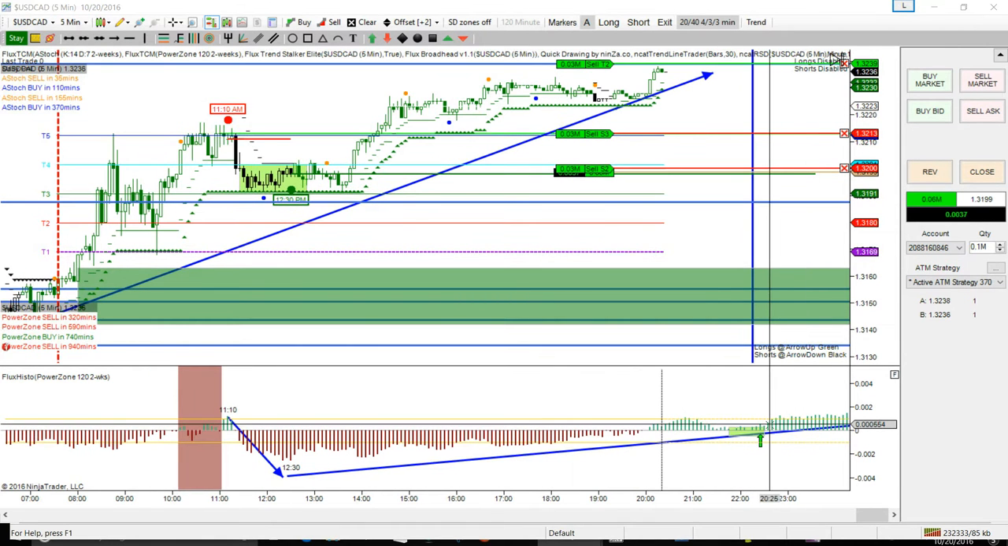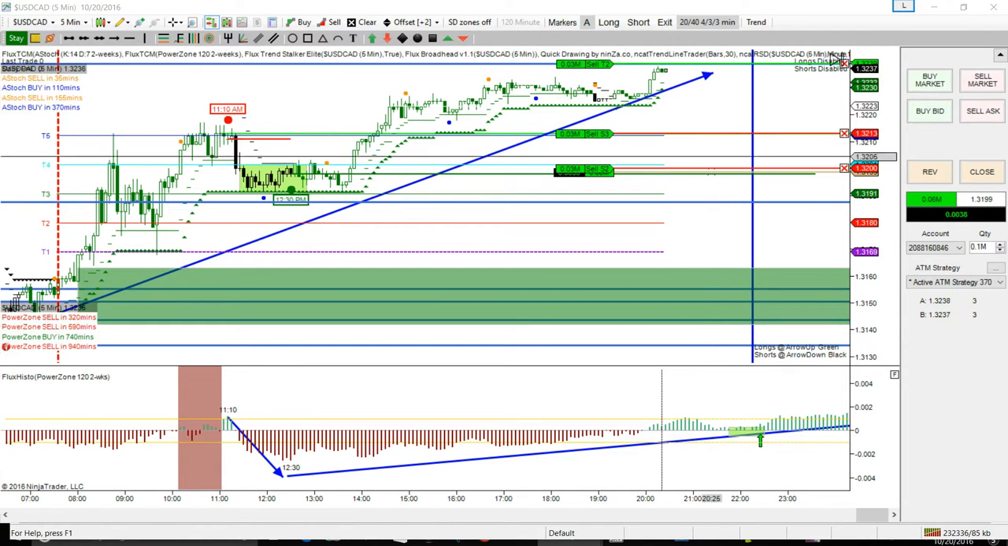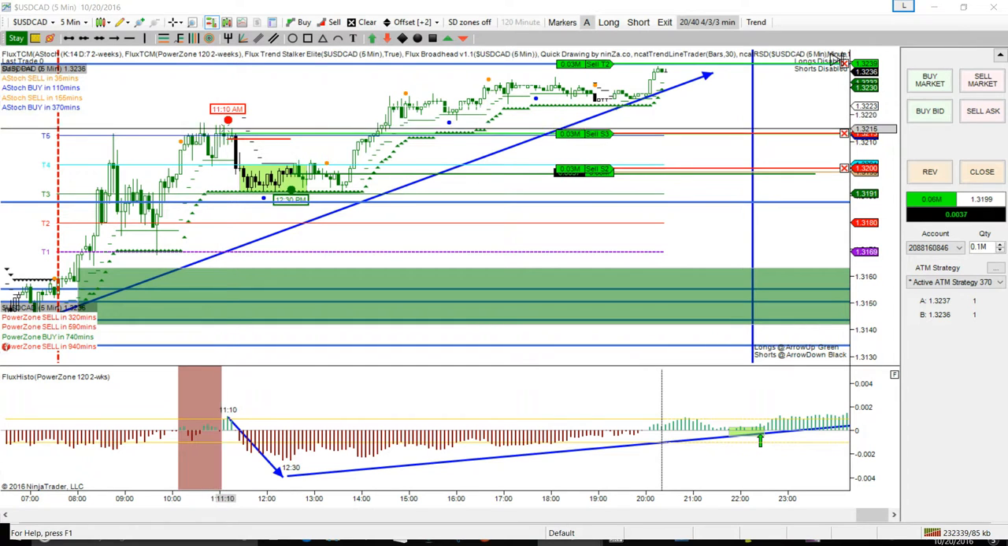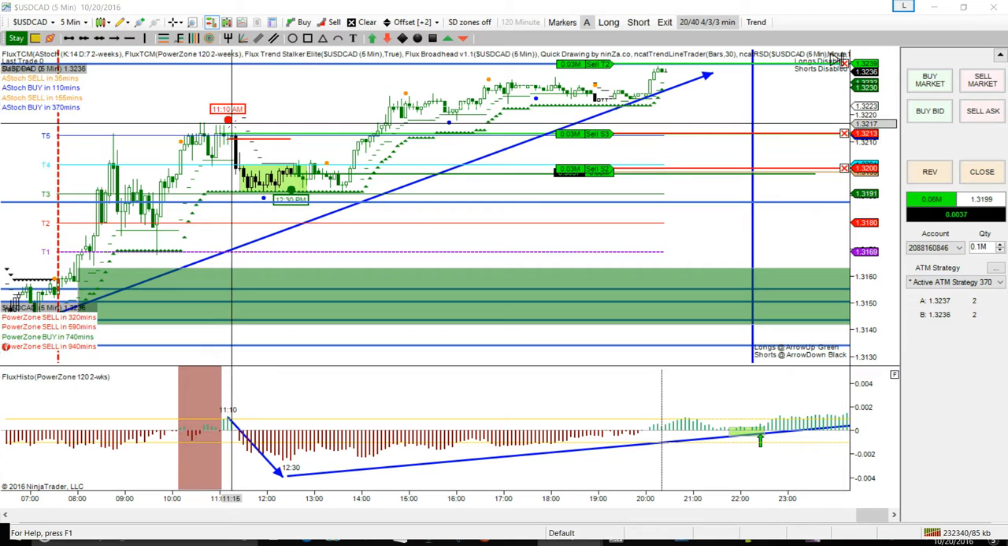Welcome back, traders. Trading the US dollar Canadian. We're right up against the 40 pip target. Almost took it out. We're probably going to take it out on this next bar. We took a sell on this position here, like I said, a quick scalp trade, about 19 pips. It was against the trend, but we had the take profit.